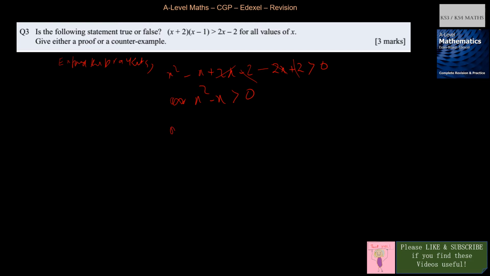So this means x times x minus 1 is greater than 0, right? So then x minus 1 or x greater than 0, when x equals 1. Now we have to do a proof or a counterexample. So if we assume x equals 1, then 1 times 1 minus 1 is 0.